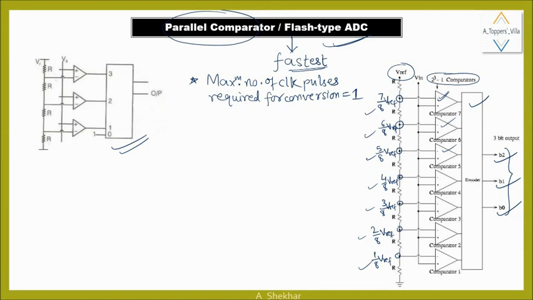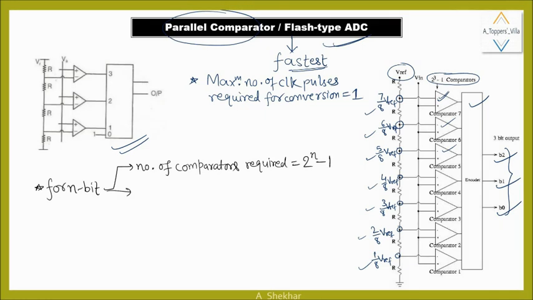And here are a few important points you can note for this parallel comparator or flash type ADC: for n bit, the number of comparators required is 2 raised to power n minus 1. Number of resistors required is equal to 2 raised to power n. And number of priority encoders required is 2 raised to power n into n.